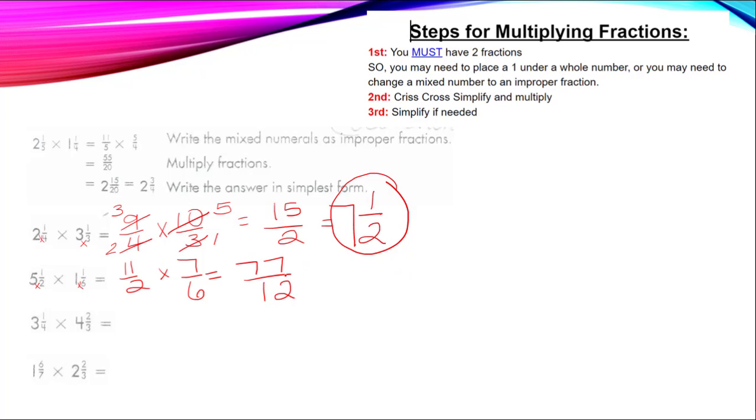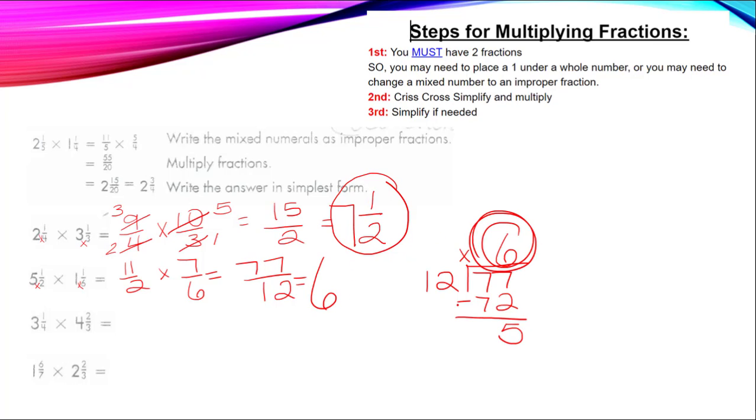77 divided by 12. Bottom dog outside the house, top dog inside the house. Goes into, how many times can 12 go into 77? It can go 6 times. Multiply 6 times 12, 72. Subtract. Bring down, nothing to bring down, so I have 6 wholes and 5 left over the 12.